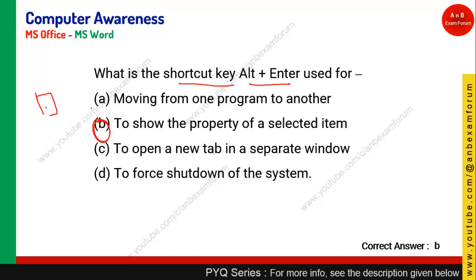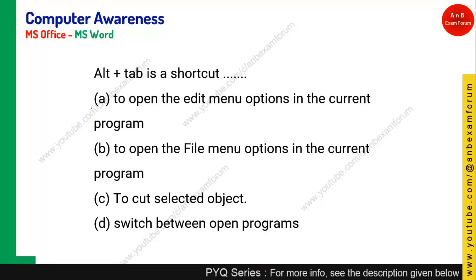This is out of MS Office question, but it is related. You can see the property of any doc file basically. Again a shortcut key, but not related to MS Office.